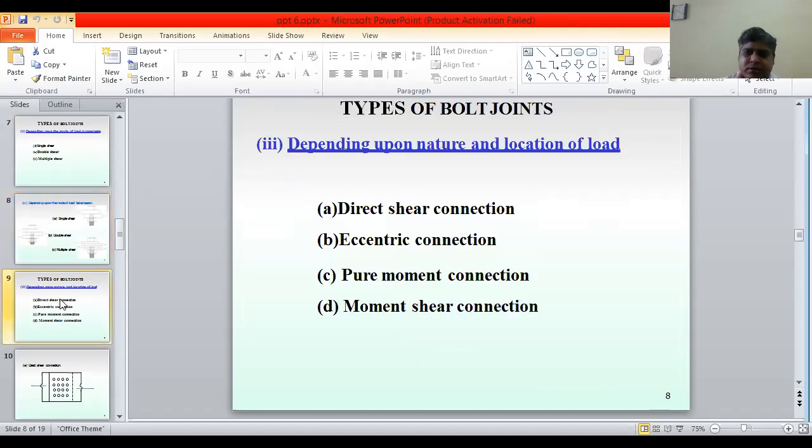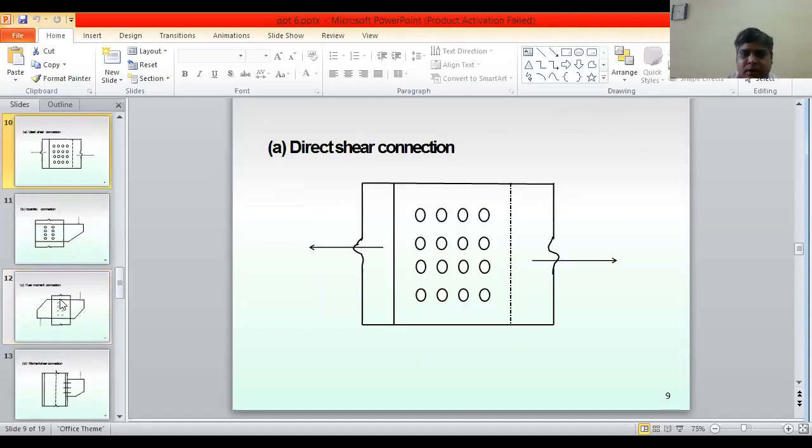Now, types of bolted joints depending upon the nature and location of load: direct shear connection, eccentric connection, pure moment connection, and moment shear connection. Now, direct shear connection. This diagram shows bolting provided in a symmetrical manner, and direct shear connection is provided. In both directions, the same force P will be applied.